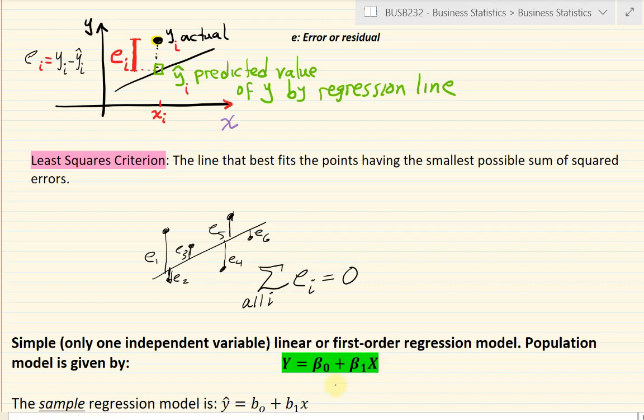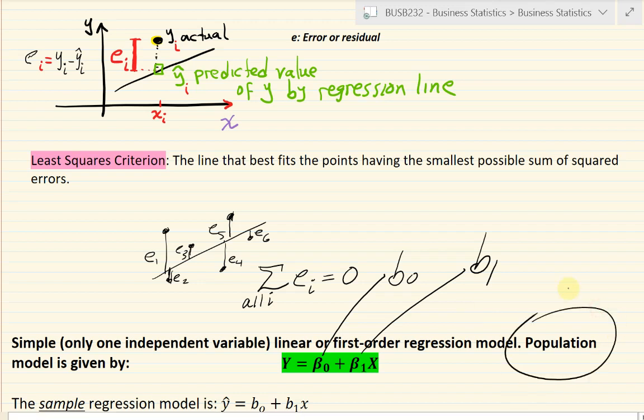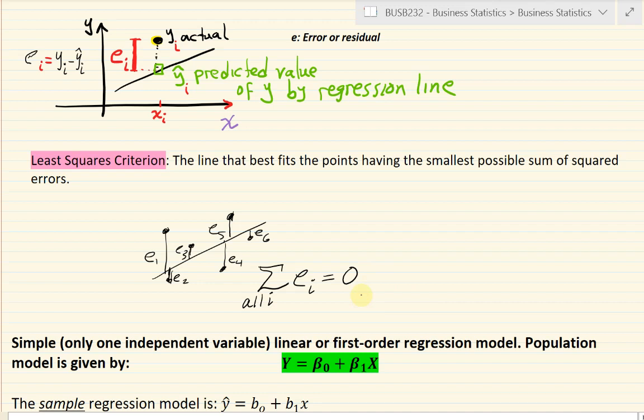And notice the b's that we had before. Remember this one was b sub 0. This was b sub 1. We used those for the sample. We're looking at the population model here. See? This is the population model. So in the population, the b's turn into betas. And that's what the population model is.